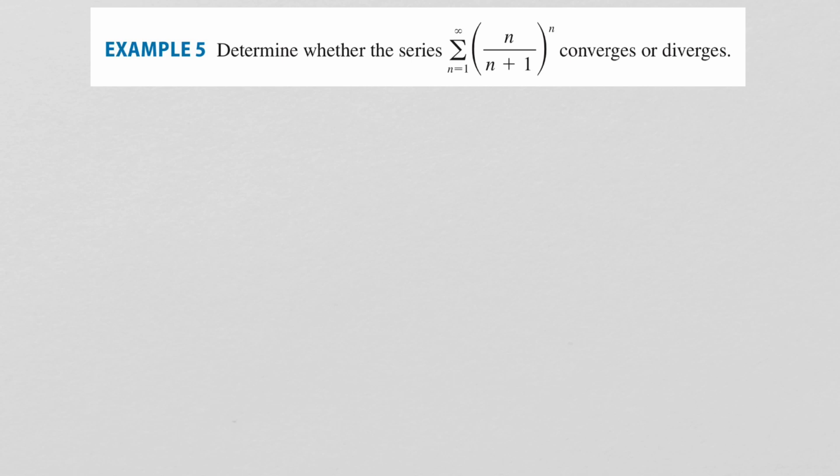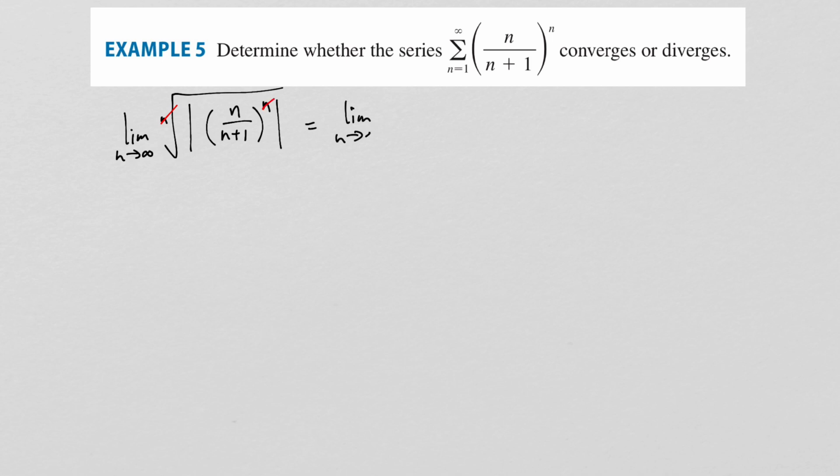Now, like the ratio test, the root test does not always work. Let's consider this example. If we apply the root test to this problem, we have the limit as n goes to infinity of the nth root of the absolute value of n divided by n plus 1, quantity to the n power. Once again, this is already positive, so these absolute values don't really need to be there. And once again, the nth root and the nth power are going to cancel out. This will give us the limit as n goes to infinity of n divided by n plus 1. This limit is equal to 1, which means from the root test, there is no conclusion here.